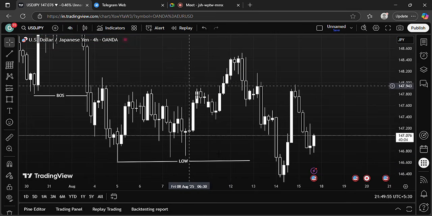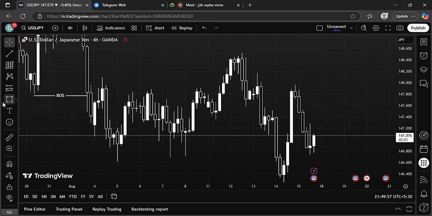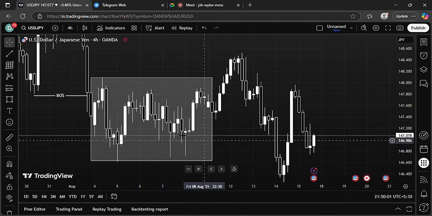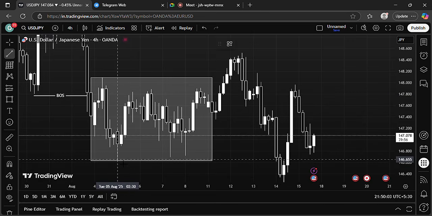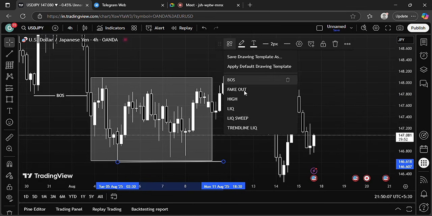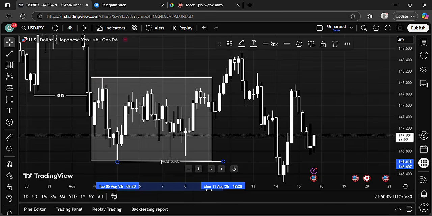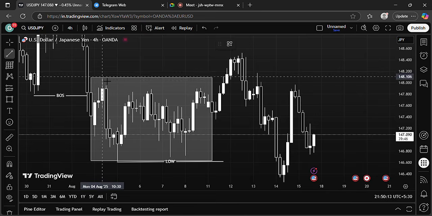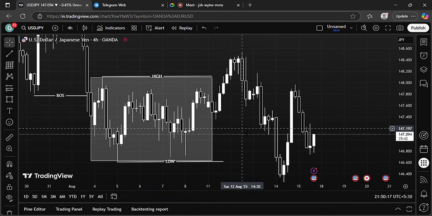Like so, this is our zone. This is the liquidity pool. This is the low of the liquidity pool, and this is the high of our liquidity pool.